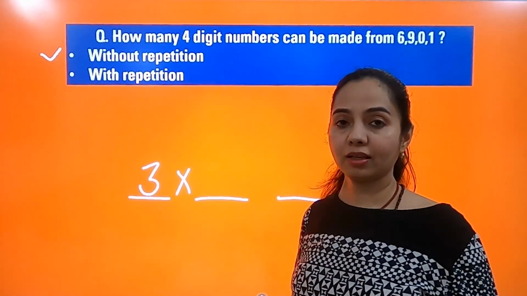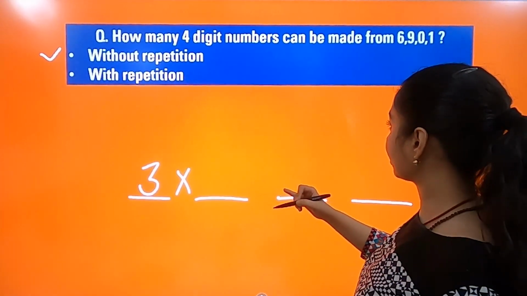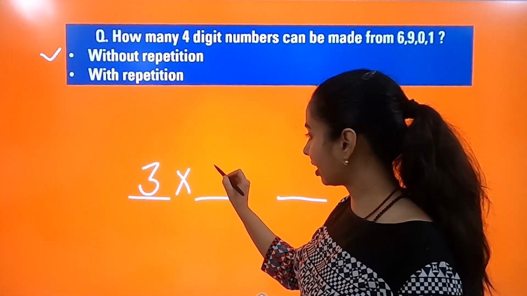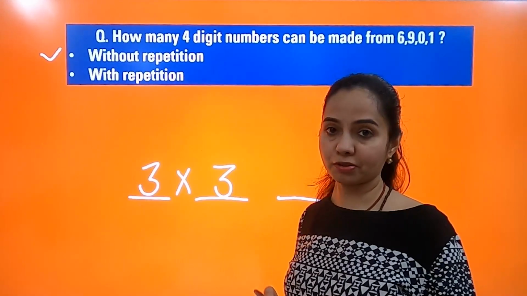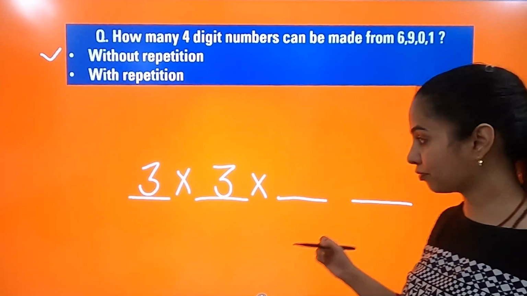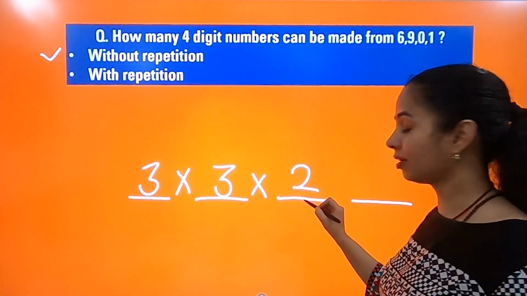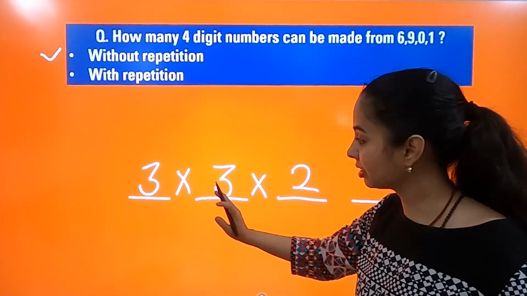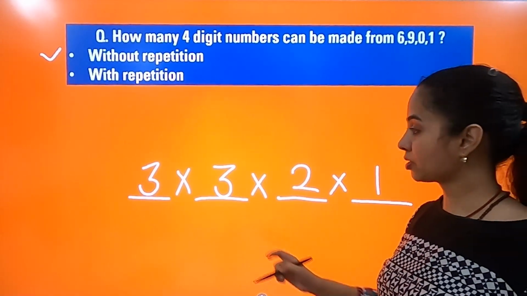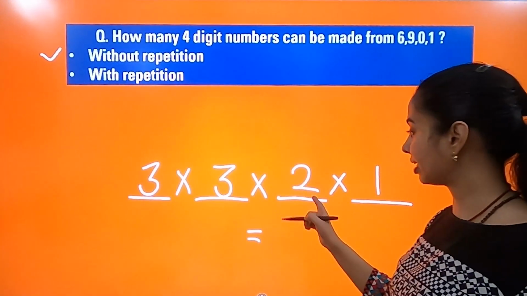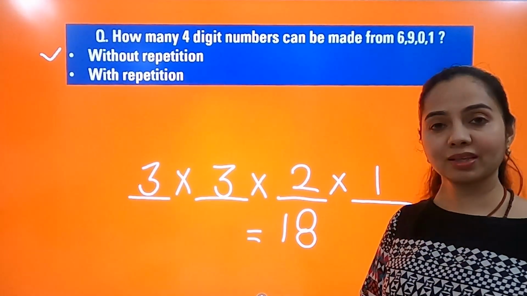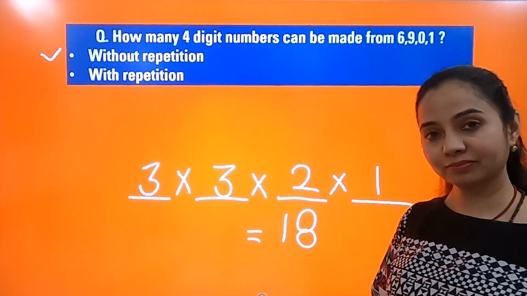Then for the second place, since I have used one of the digits out of those 4, I am left again with 3 options here. Since I have used 2 digits out of those 4, I am left with just 2 options for this place. Since I have used 3 digits out of 4, I am left with 1 option. So the answer is 3 3s are 9, 9 2s are 18, 18 into 1 is again 18. So the answer is 18 without repetition.